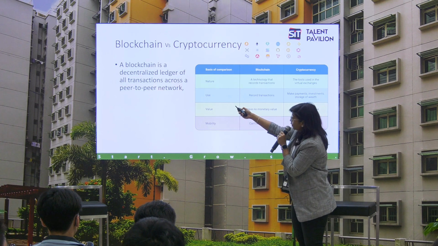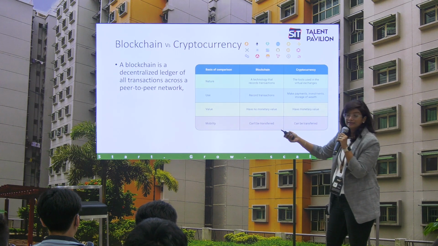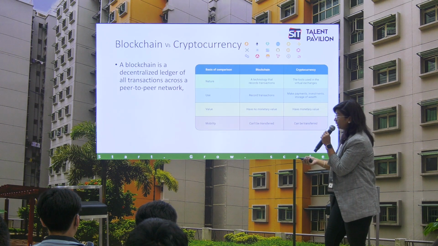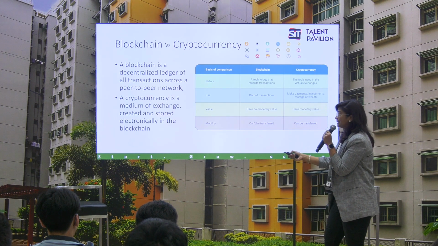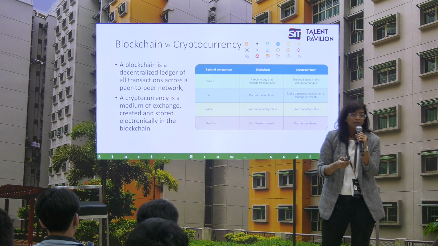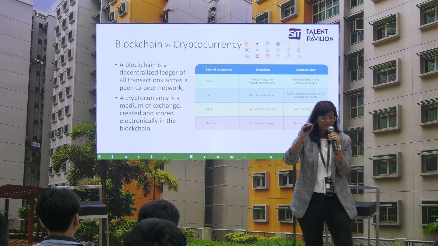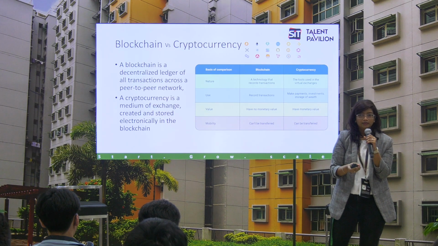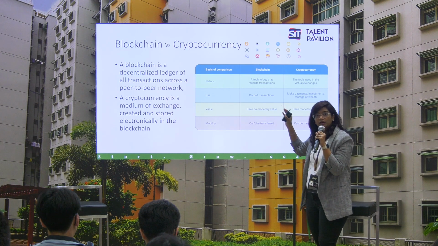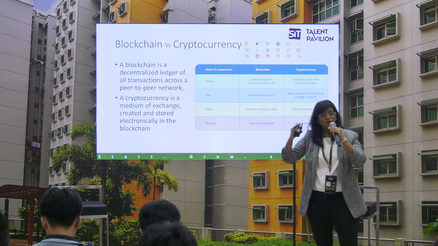So while blockchain is a decentralized ledger, a DLT with a peer-to-peer network, cryptocurrency is used to store the monetary value on the blockchain, right? Some of these we generally call tokens.